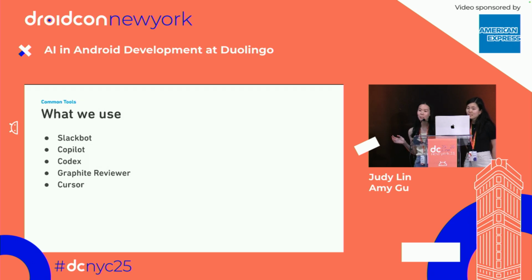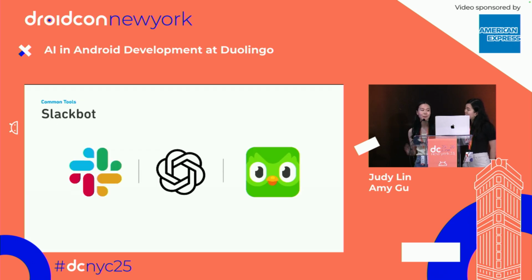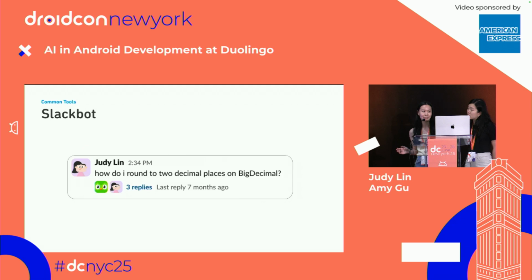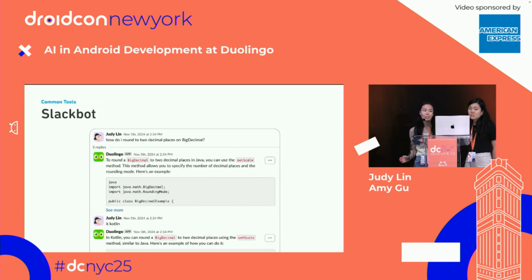So, we use some combination of these and more, starting with Slackbot. It's an early integration of AI for employee productivity that actually predates us. It's at least 2 years old. It's a bot on Slack that is backed by GPT. Here's how an interaction looks with a quick auto reply.